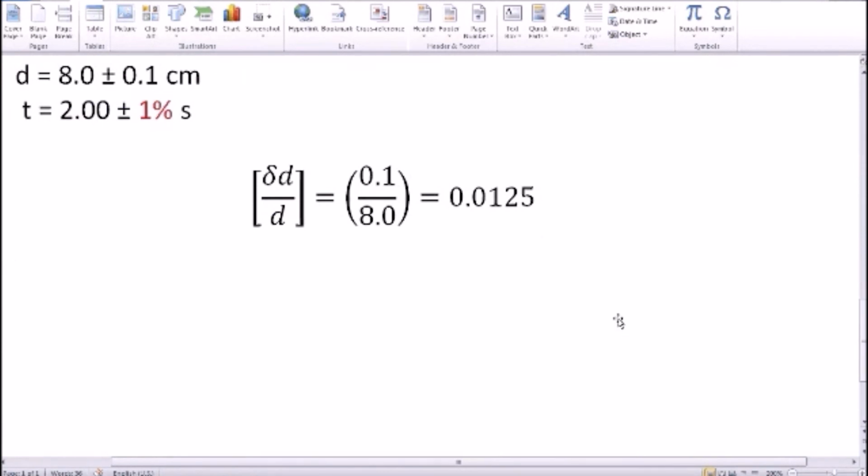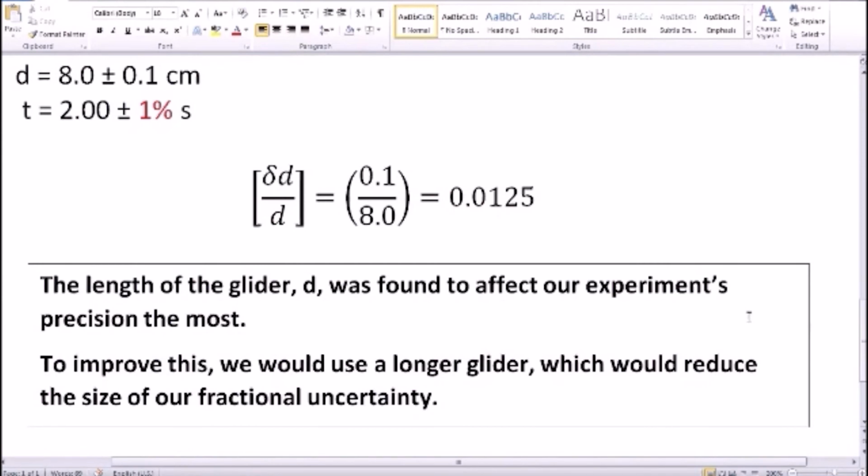So if we had determined that the length of the glider d was what affected our precision the most, then a good precision analysis to write in your lab report would be something like this. The length of the glider, d, was found to affect our experiment's precision the most. To improve this, we would use a longer glider, which would reduce the size of our fractional uncertainty. Alternately, you could also suggest a way to make the uncertainty of this measurement smaller.